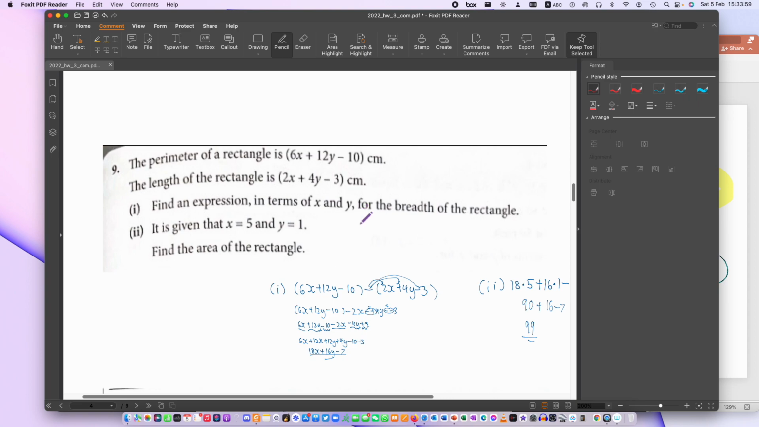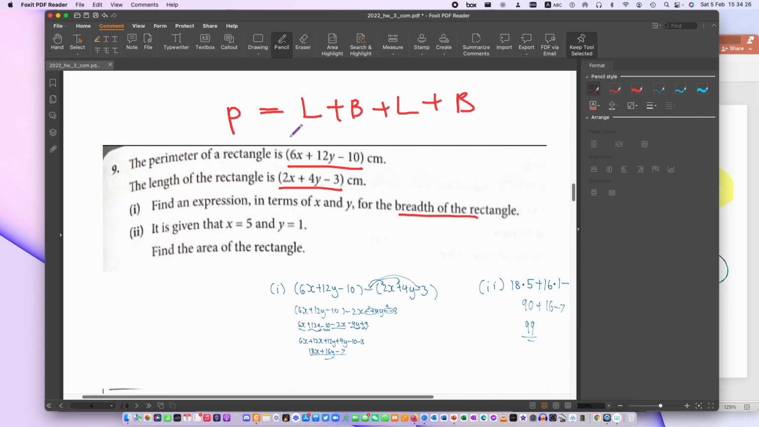So the perimeter of a rectangle, so it's this, then the length is this, so to find the breadth, very easy, minus, right? Okay, what's the formula first? Perimeter of rectangle is equal to length plus breadth plus length plus breadth.